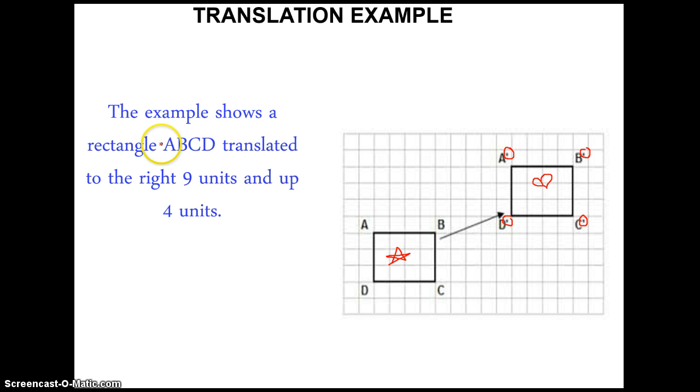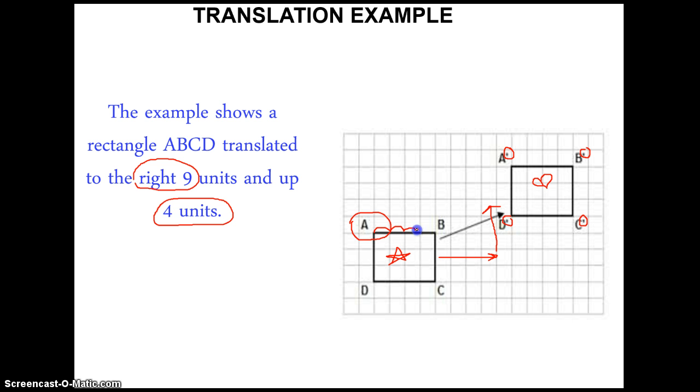So the example shows rectangle ABCD translated to the right 9 units and up 4 units. So it not only went to the right, it also went up. And if I took just one point, we won't look at all the points just yet, but if I just took point A, I should be able to move it to the right 9 units and up 4 units and end up on A prime. So let's just try that out.